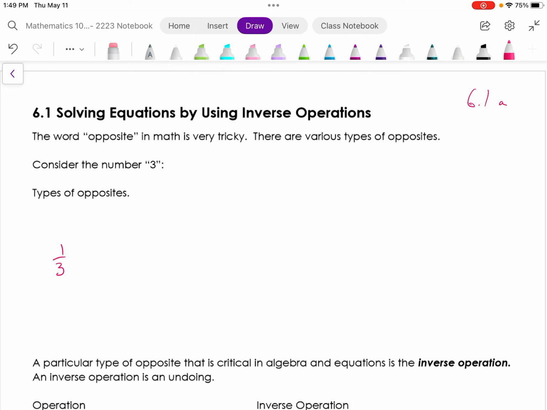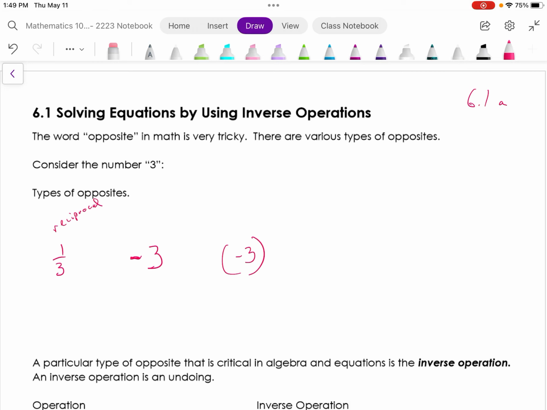Sometimes people say, well, the opposite of 3 is subtract 3. Sometimes when people say the opposite of 3, really they mean the -3. Anyways, my point is there are many different types of opposites. Sometimes it's called the reciprocal. Now, the reciprocal is a type of opposite, but I do not use the word opposite. I use the word reciprocal.